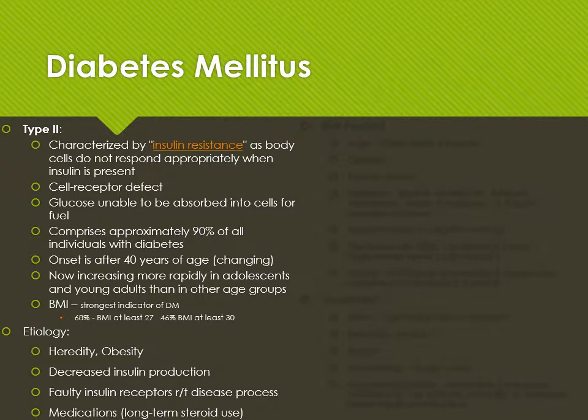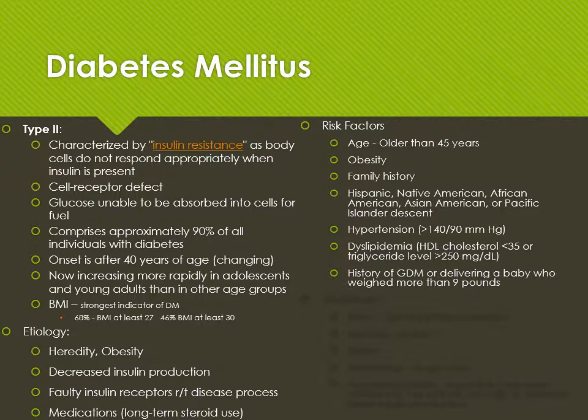So the etiology linked to type 2 would be hereditary, obesity, decreased insulin production, faulty insulin receptors, or even medications, long-term use such as steroid use. There are many risk factors. For one, age. Usually if they're older than 45, it's a little bit more difficult for them to treat. Another risk factor is obesity, family history, cultural ethnicity, hypertension, dyslipidemia, and then, of course, history of gestational diabetes or delivering a baby who weighed more than 9 pounds.